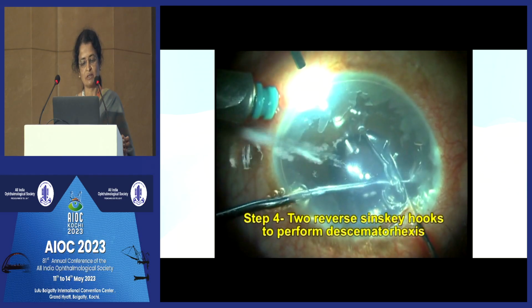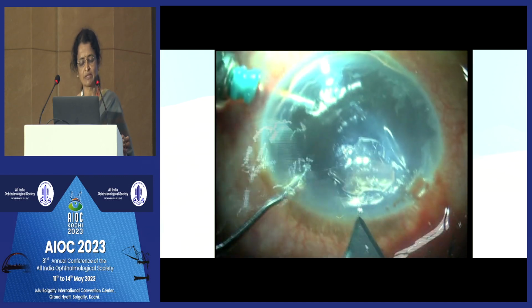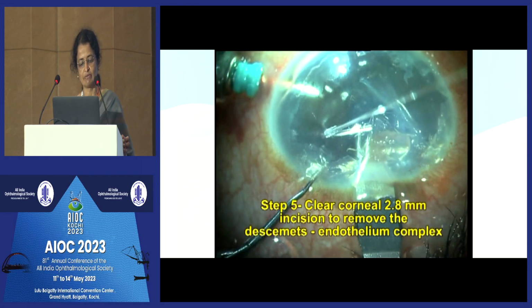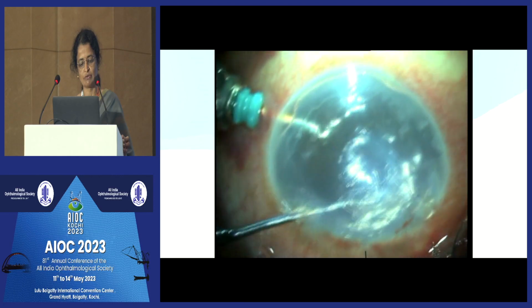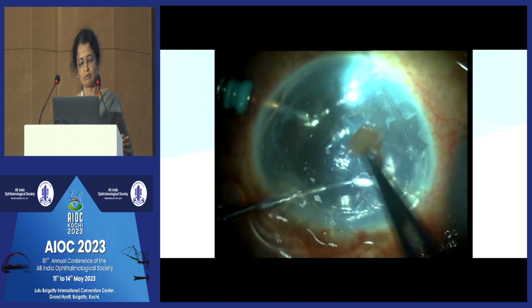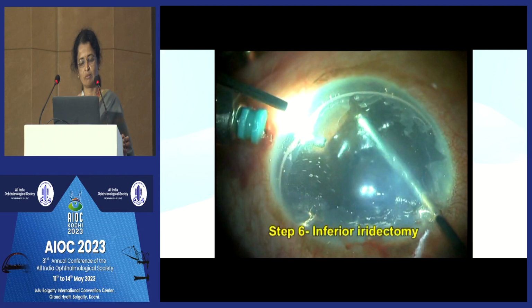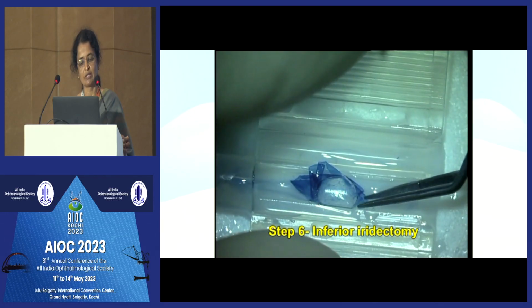Once you make your two side port entries, you make a descemetorhexis. You can go all round, so that you score the Descemet's membrane very nicely, and then you enter the cornea with a 2.8 keratome, making a main port wound, so that you can remove the Descemet's membrane which you have scored already. Once the Descemet's membrane is out, you have to check for remnants of the Descemet's membrane still attached to any part of your cornea, and then you do an inferior iridotomy, so that you will not have a pupillary block in the postoperative period.